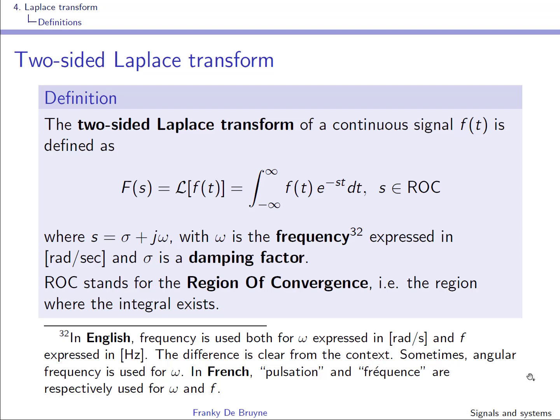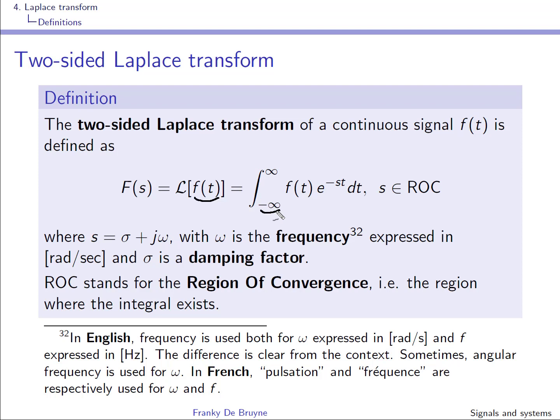So in section 4 we'll talk about the Laplace transform and its applications, and we'll start with the definition of the two-sided Laplace transform. Well, it's a Laplace transform for a signal f of t that can be potentially non-causal. This is why we have here an integration limit that starts from minus infinity.